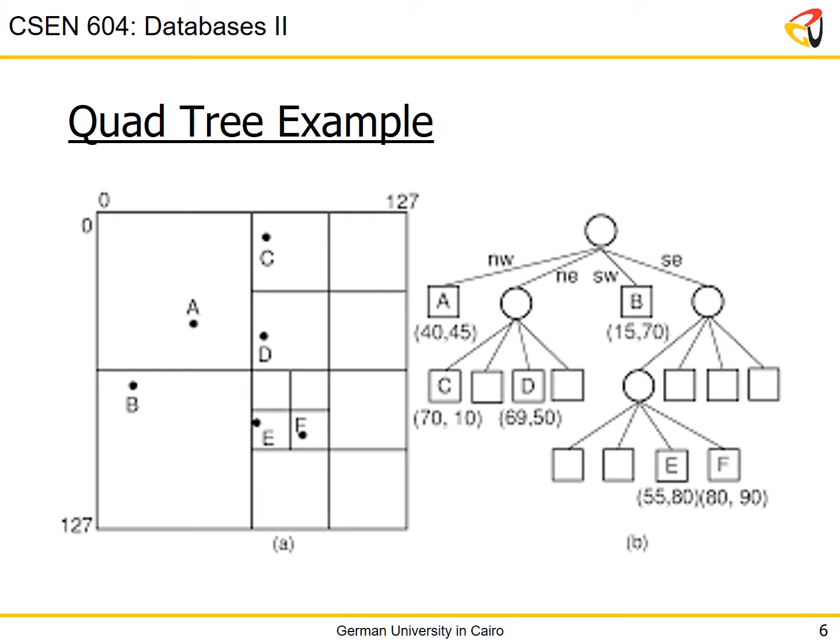Well, top left quadrant has A. It's only 1 point, so I'm not going to split that further. That's top left. And then bottom left has B, only 1 point. So I'm not going to split that further.